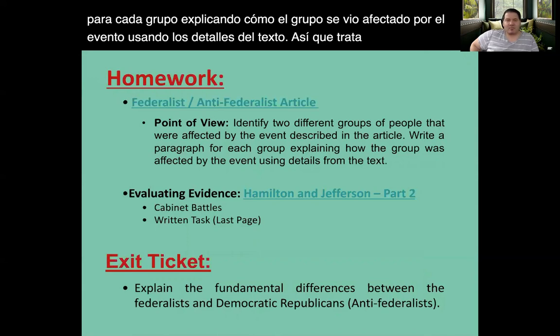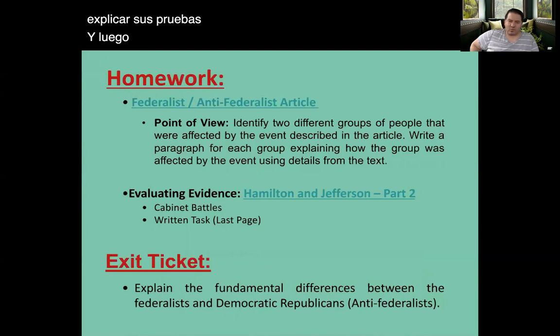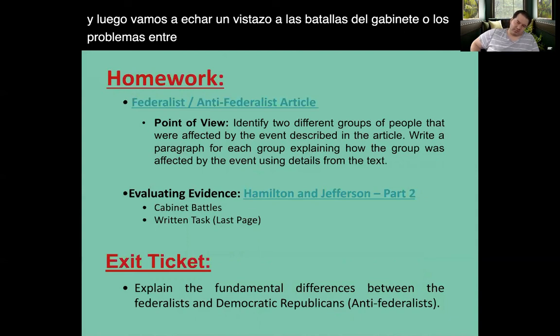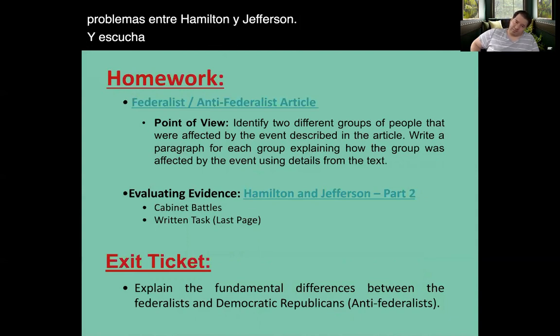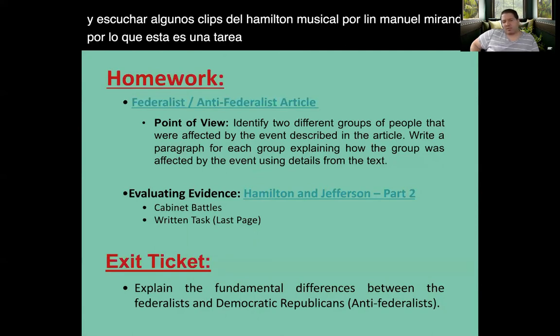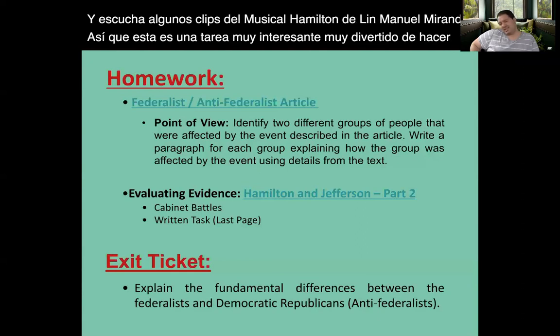And then we're going to take a look at the cabinet battles or the issues between Hamilton and Jefferson and listen to some clips from the musical Hamilton by Lin-Manuel Miranda. And so this is a very interesting task, very fun to do. Please do not forget the written test that's on the last page.